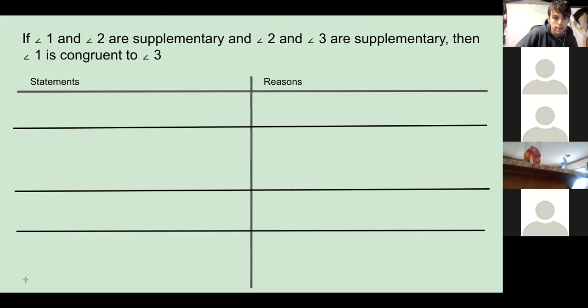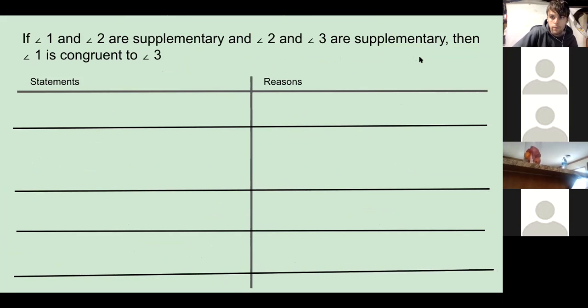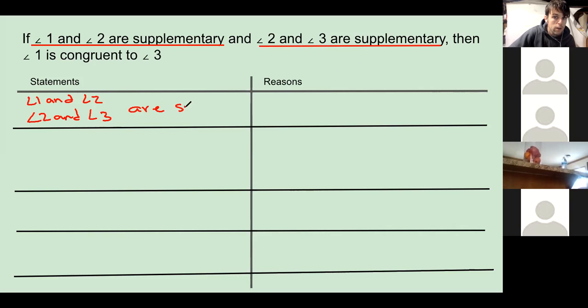Give myself some lines. All right, so we have angle 1 and angle 2 are supplementary. That's our first given. And angle 2 and angle 3 are supplementary. So these are both given to us. Again, that's given to us. That's what we always start with.